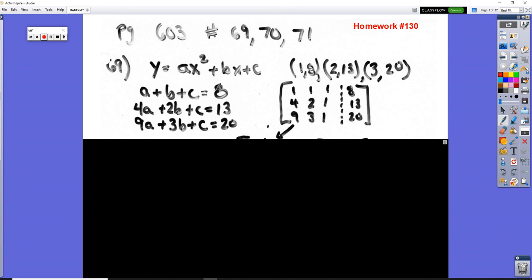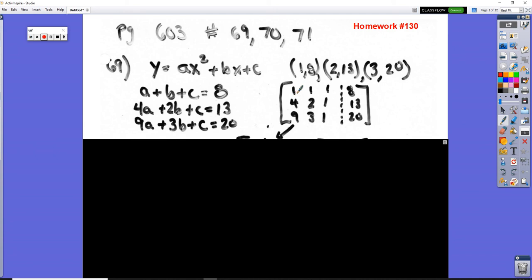At this point, you now have your system of equations that you need to solve. So we're going to be putting these values into an augmented matrix. My top row is going to be 1, 1, 1, 8. My second row is going to be 4, 2, 1, 13. And my bottom row is going to be 9, 3, 1, 20. Those are just coming from the coefficients and constants of your equations.